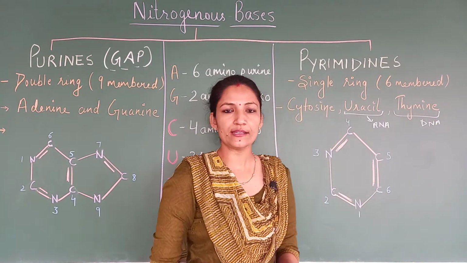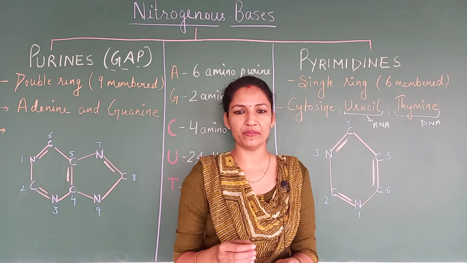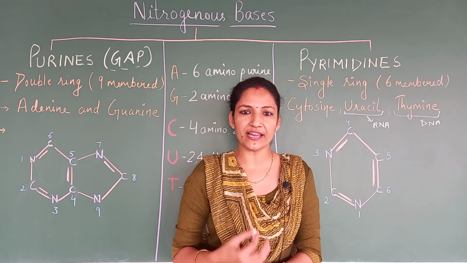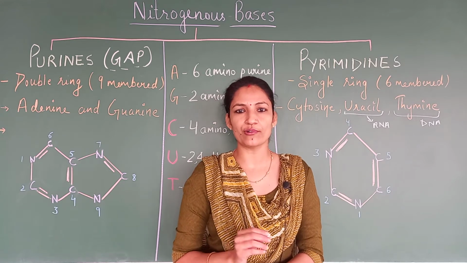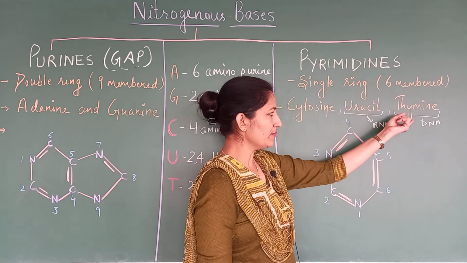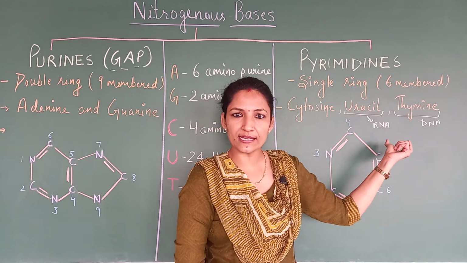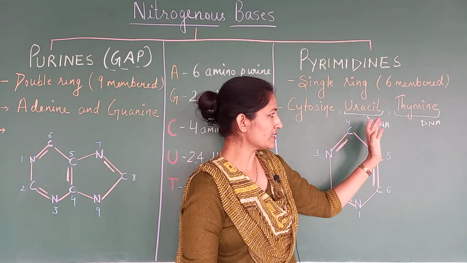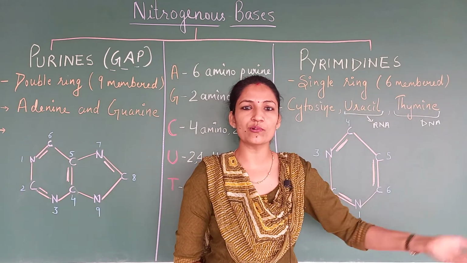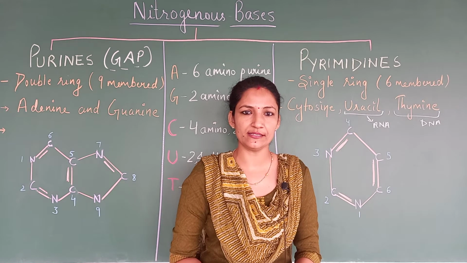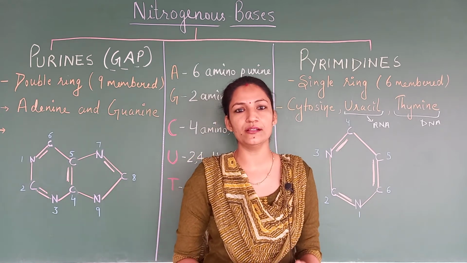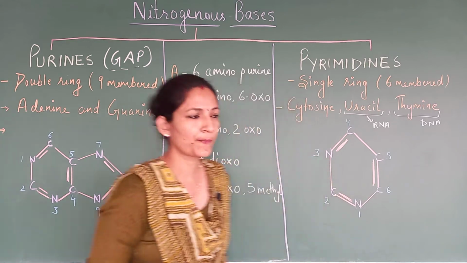So, overall in a nucleic acid, it may be DNA, it may be RNA, out of these 5 nitrogenous bases, 4 are present. Fine. In place of thymine, uracil is present in RNA. In place of uracil, thymine is present in DNA. So, thymine is more stable as compared to uracil. That is one of the reasons why DNA is a stable genetic material.